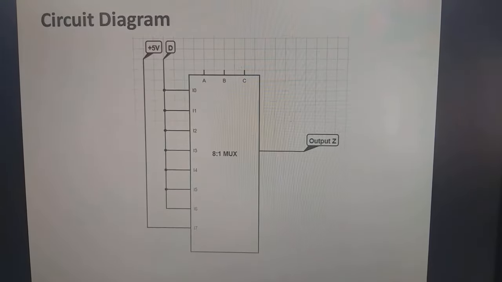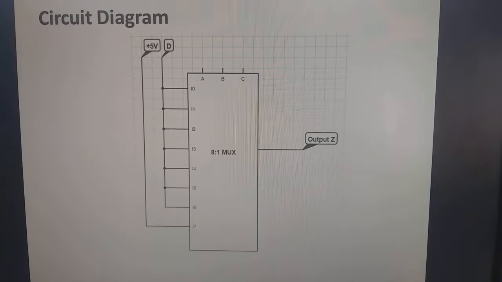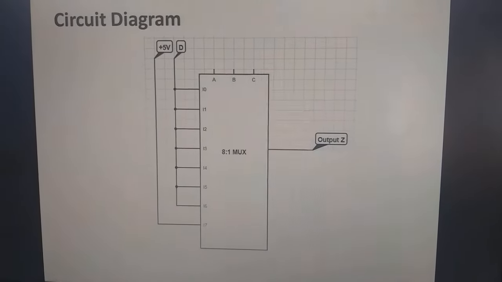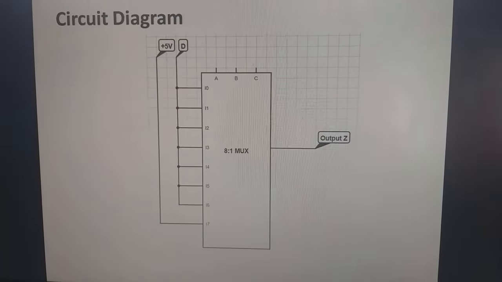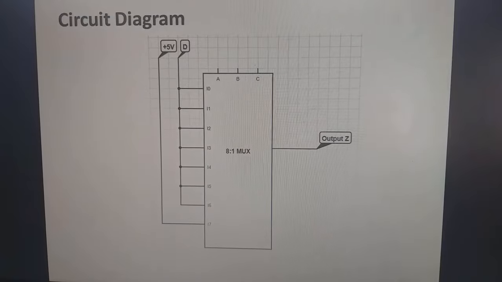Okay, so the circuit diagram goes like this. So, you have I0 to I7, I0 to I6 is the value D. So, give the input D to all these input lines. I7 is positive 5 volts, that is plus 5 volts. Select lines are ABC, S0, S1 and S2. Output is nothing but Y, that is nothing but Z here.